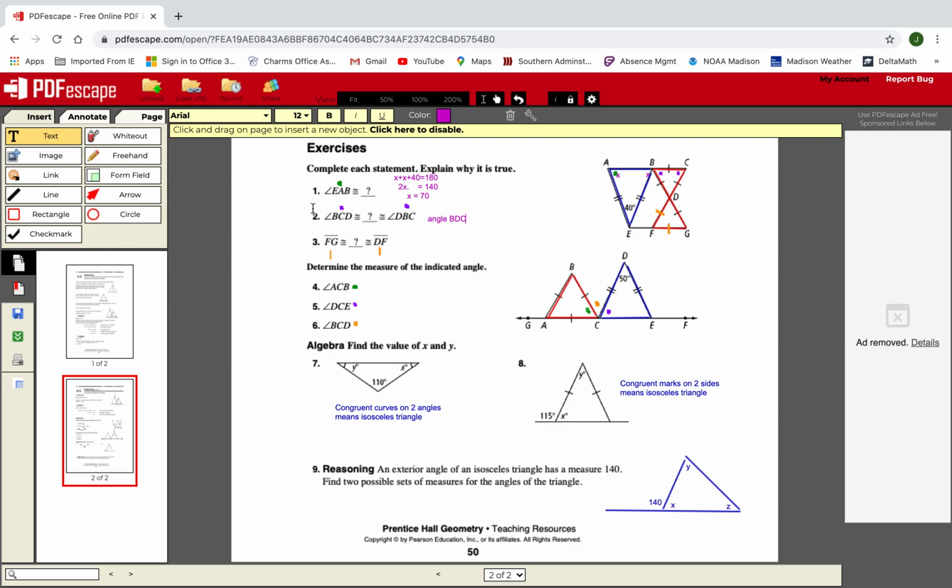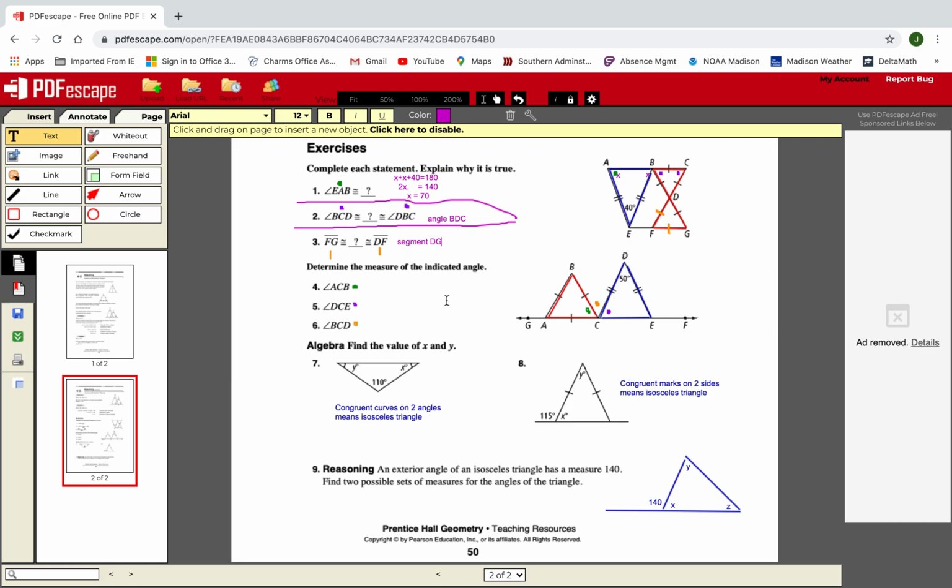Okay? I might need to draw some lines here to separate these. There's number 1. There's number 2. Okay, so looking at number 3, this says that FG is congruent to what, which is congruent to DF. Well, you can see I have marked FG and DF with these orange slashes. And you can see that on that same triangle, there is a slash on DG. So that's all they're looking for here, is segment DG.